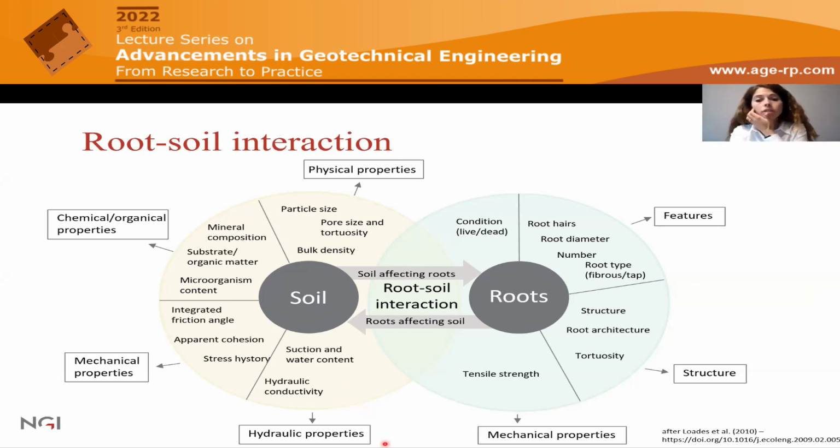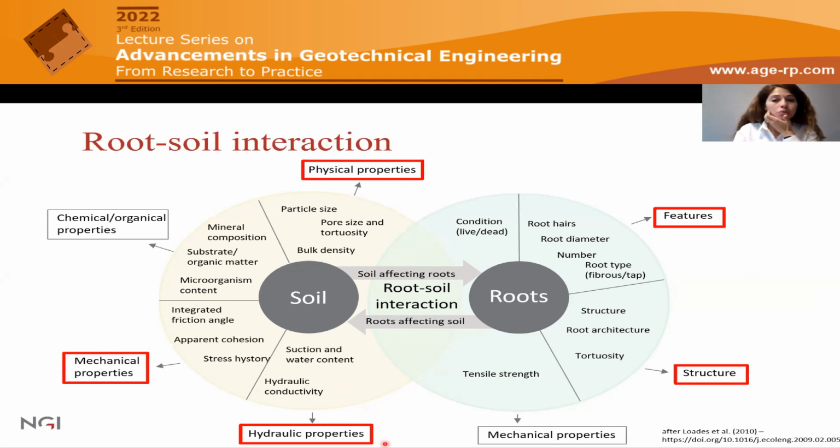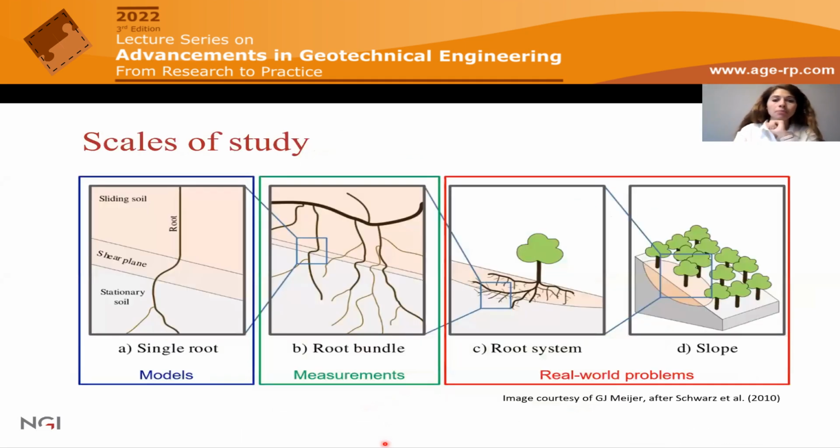So with today's talk, I will mostly focus on the effects of roots on physical, mechanical, and hydraulic properties of soil, and touch briefly upon the root features and root structures. The composite root-soil material is a complex system formed by 4 phases. We know that it's water, air, soil, and roots. And these latter are also alive, thus cannot be treated as traditional constructional material.